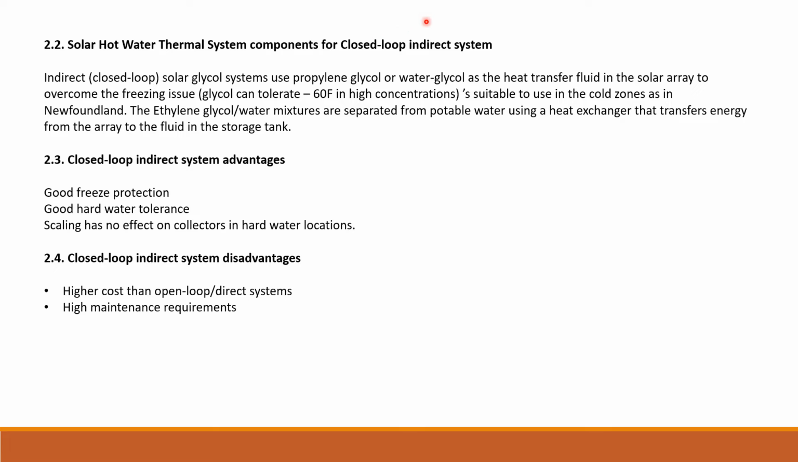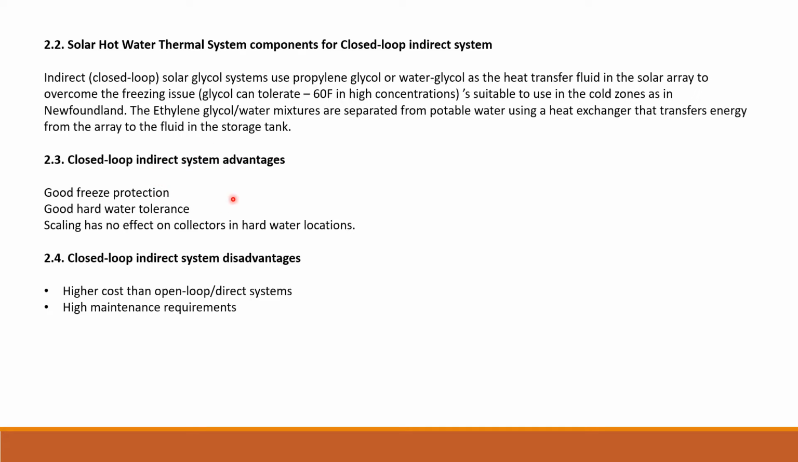In this next point, there are solar water heating system components for closed-loop indirect system. The indirect solar glycol systems use propylene glycol or water glycol as the heat transfer fluid in the solar array to overcome the freezing issue. Because Newfoundland is a very cold area and we need different phase change materials to keep the solar water heating system running. The ethylene glycol water mixtures are separated from potable water using a heat exchanger that transfers energy from the array to the fluid in the storage tank.